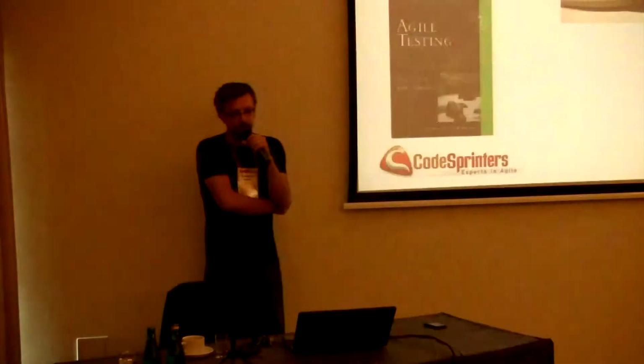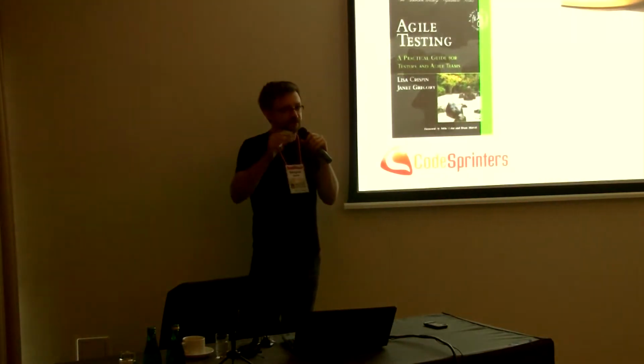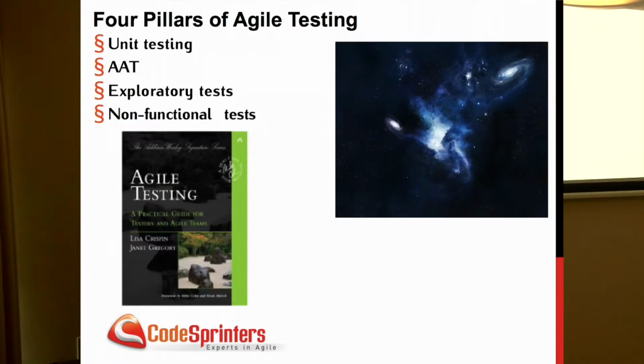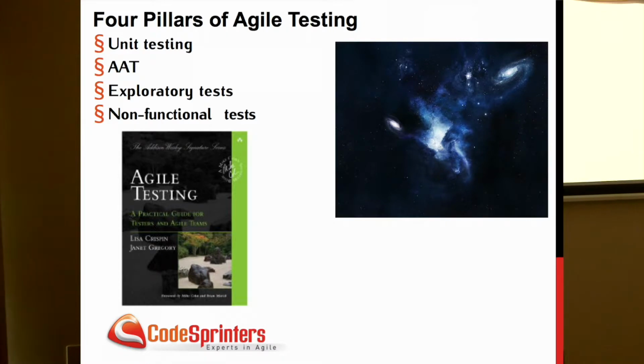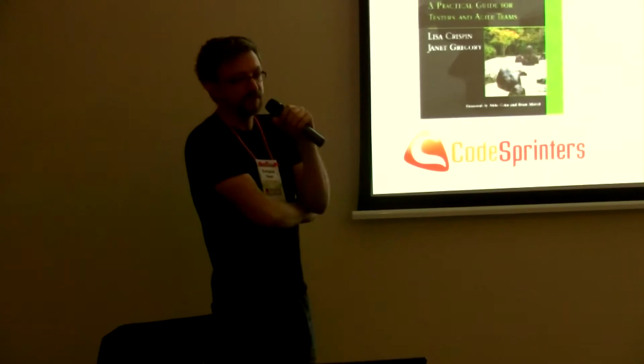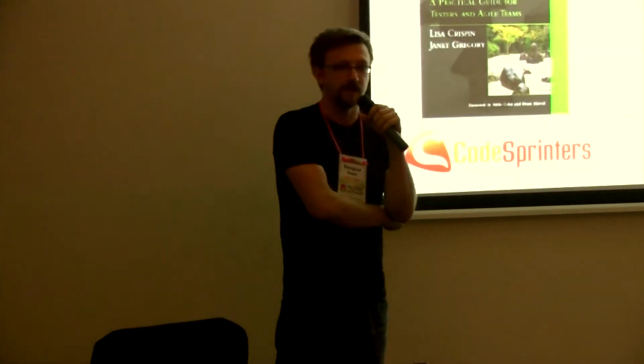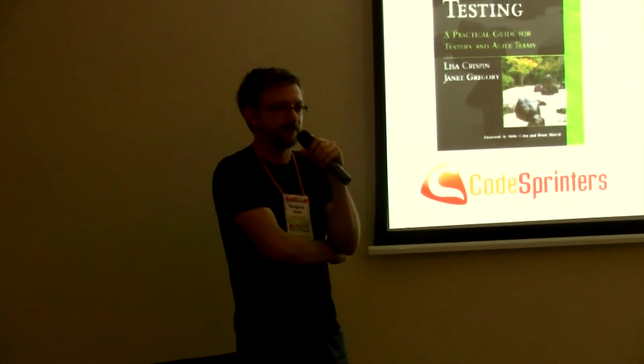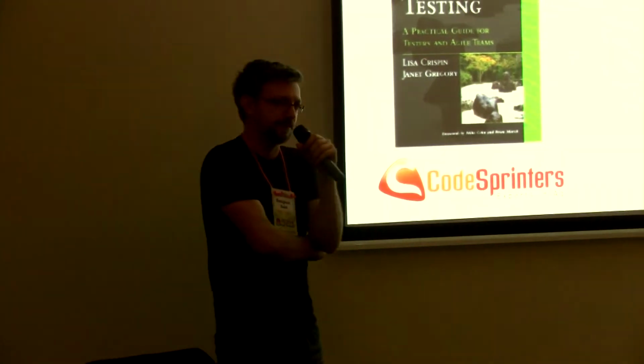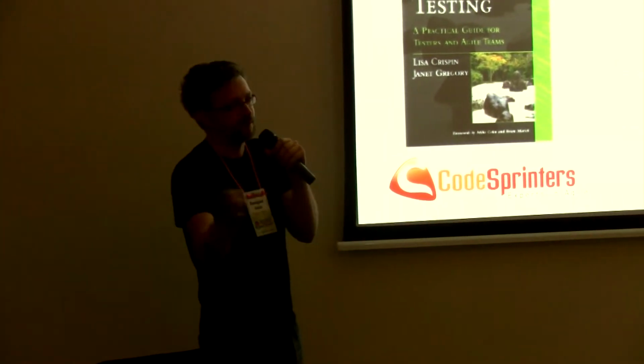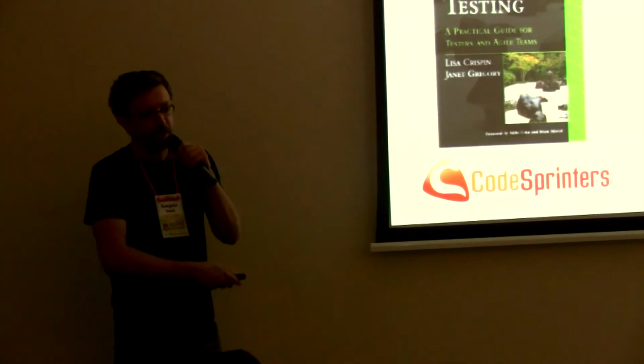Okay, so let's just take a look at Agile testing pillars from a high perspective. So basically there are 4 pillars. It's unit testing, AAT, which stands for automated acceptance tests, exploratory tests, and non-functional tests, or so-called ALE2014 tests. Why ALE2014? It's serviceability, maintainability, reliability, and so on and so forth. That's why it's called ALE2014 test.